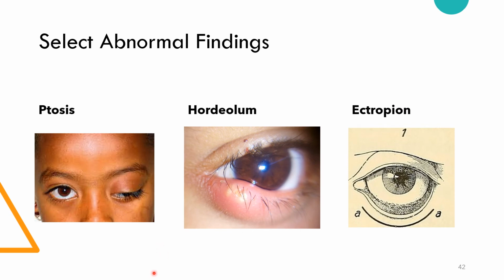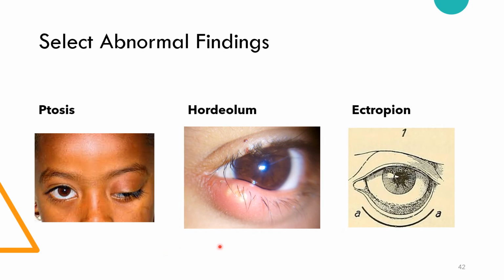Here we have some select abnormal findings of an eyelid, eyebrow, eyelash exam. In our first example, all the way to the left, we have ptosis, or lid drooping. This can occur unilaterally or bilaterally in some patients.